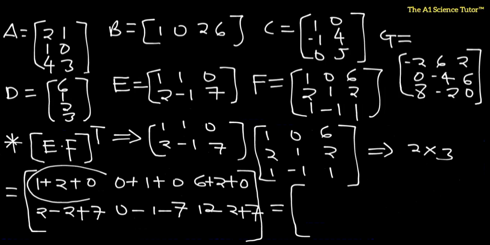So this is 1 plus 2 plus 0, so that is 3. And we have 2 minus 2, which is 0, and plus 7, we're going to have 7 there. And here we have 0 plus 1 plus 0, so that should give us 1. And here we have negative 1, negative 7, so that should give us a negative 8. And for the last column, we have 6 plus 2 plus 0. That gives us a positive 8.